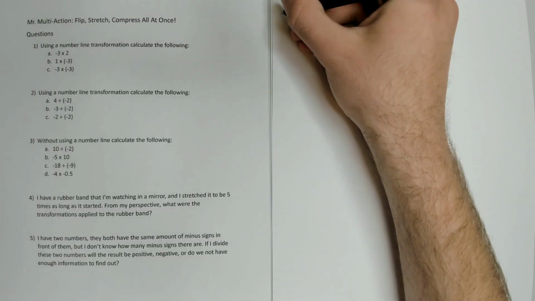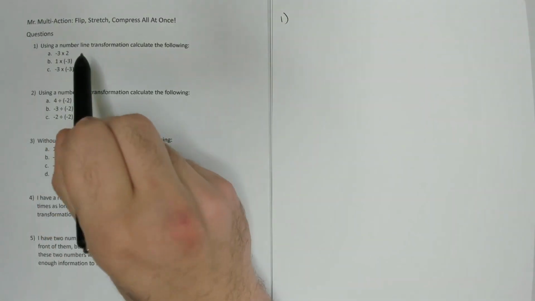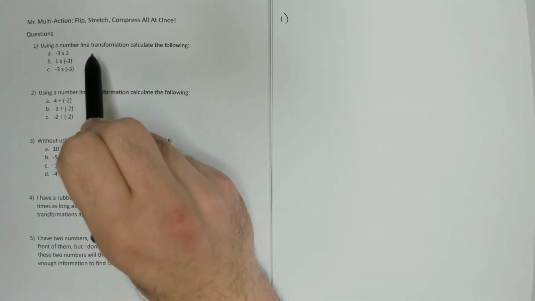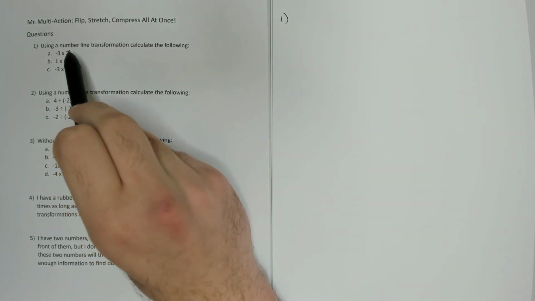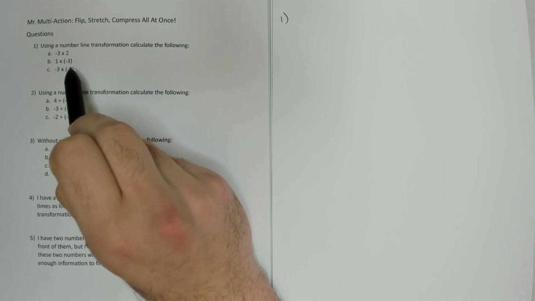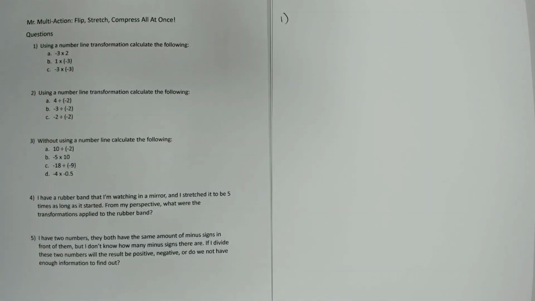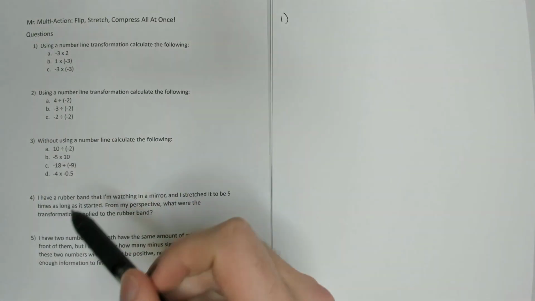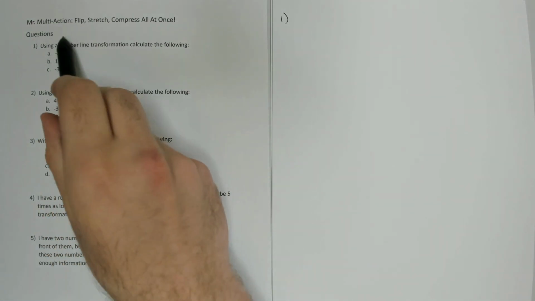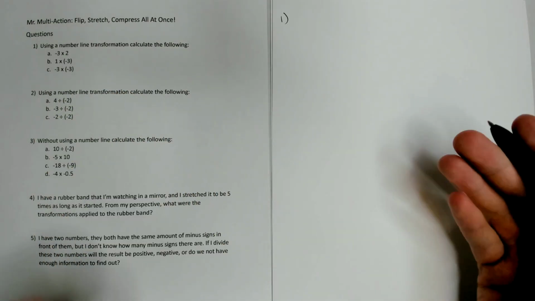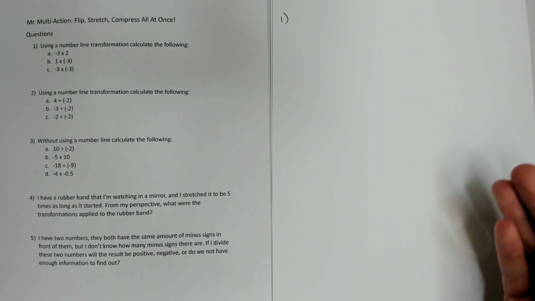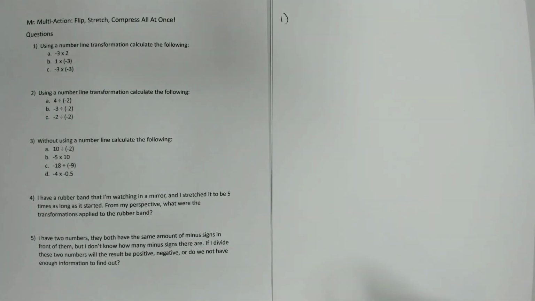All right, so question 1. Using a number line transformation, calculate the following. We have negative 3 times 2, 1 times negative 3, and negative 3 times negative 3. So ideally, we want to use a single number line transformation in order to calculate all of these. That was part of the advantage of actually transforming the entire number line instead of just doing stuff on it.